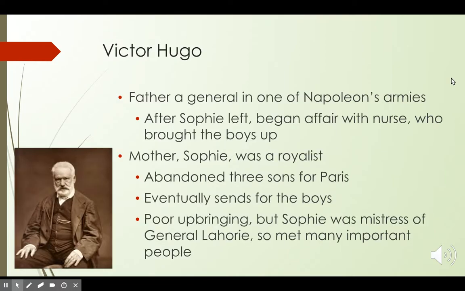So who was Victor Hugo? His father was a general in one of Napoleon's armies. This means that Hugo's father supported Napoleon and the revolution. His mother, on the other hand, was a royalist. She believes in the monarchy.